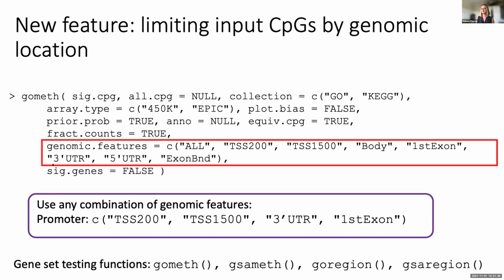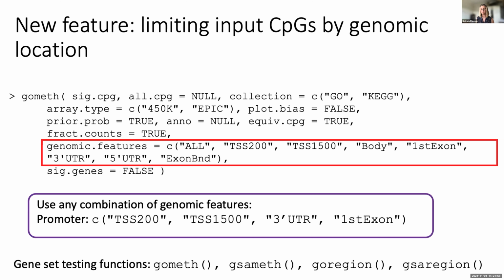And the other thing which many users asked us for is which genes are significant and driving the significant gene set. So we've also added a parameter here where you can say sig.genes equals TRUE, and that will append an extra column to the output that has the genes that are significant and contributing to that specific GO term.